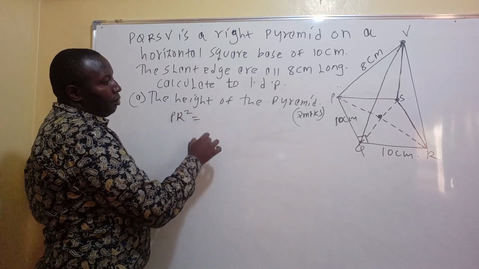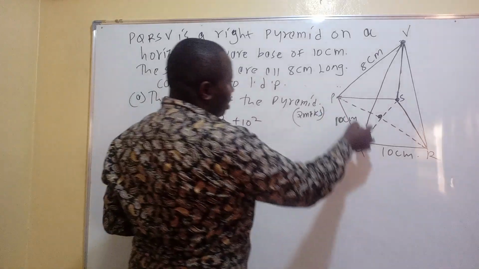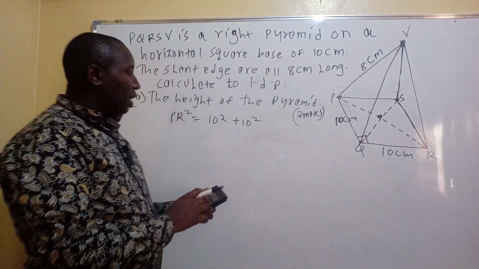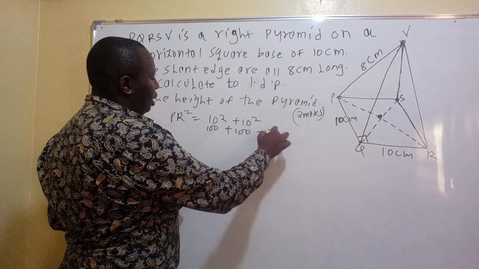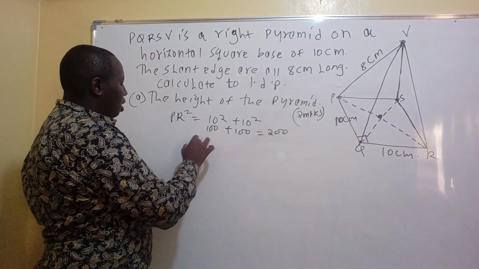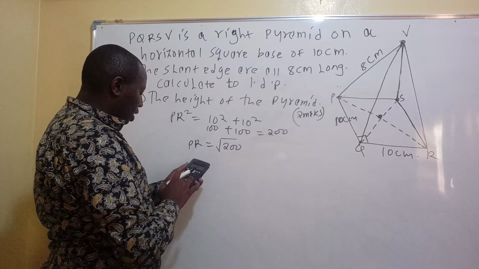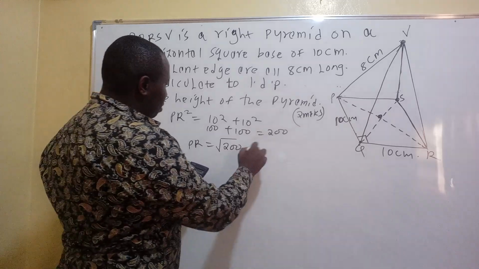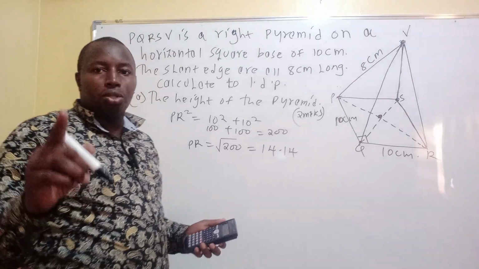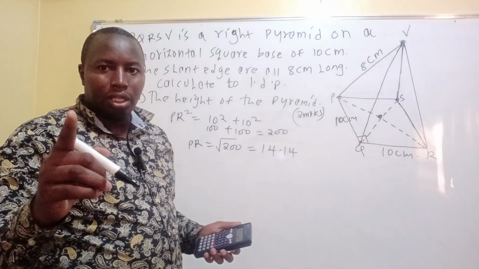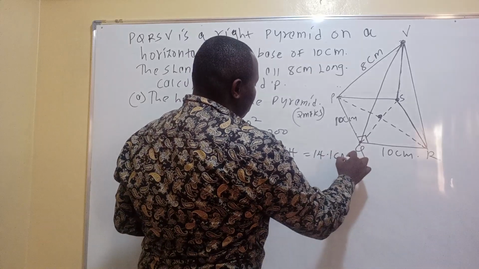PR squared is equal to 10 squared plus 10 squared, since this side is 10. So you get PR squared is 100 plus 100, that is 200. So PR will be equal to the square root of 200. You can take your calculator and get the square root of 200. This becomes 14.14. And because the examiner has told you to give your answer to 1 decimal place, give your answer as 14.1 centimeters.